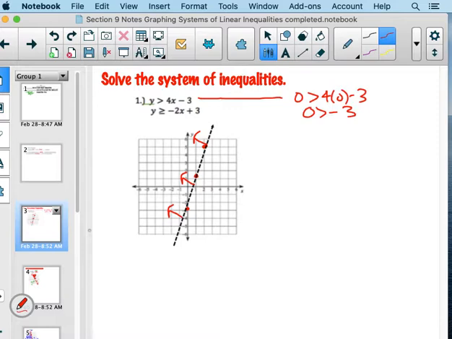But we have a second inequality, so I'm going to change colors here. Okay, and we now want to graph y is greater than or equal to negative 2x plus 3. This time my y-intercept is at positive 3. Okay, and my slope is negative 2 over 1. So I either need to go up and to the left or down and to the right. And this time my graph would be a solid line because I am equal to.